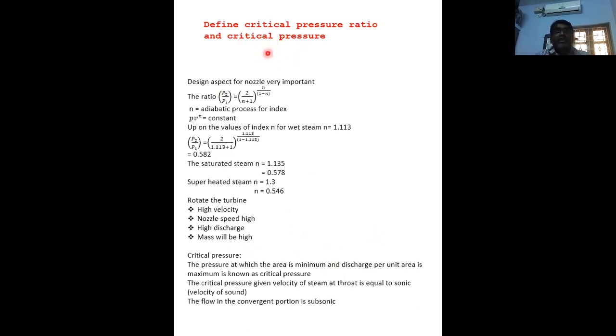So if we have designed the nozzle, that is very important. We have to find out the critical pressure ratio. The design aspect of the nozzle is very important. The ratio P2/P1 is equal to (2/(n+1)) to the power of n/(n-1). Here n is the index of the adiabatic process that I already told about: for the isentropic process, P v^n is equal to constant.